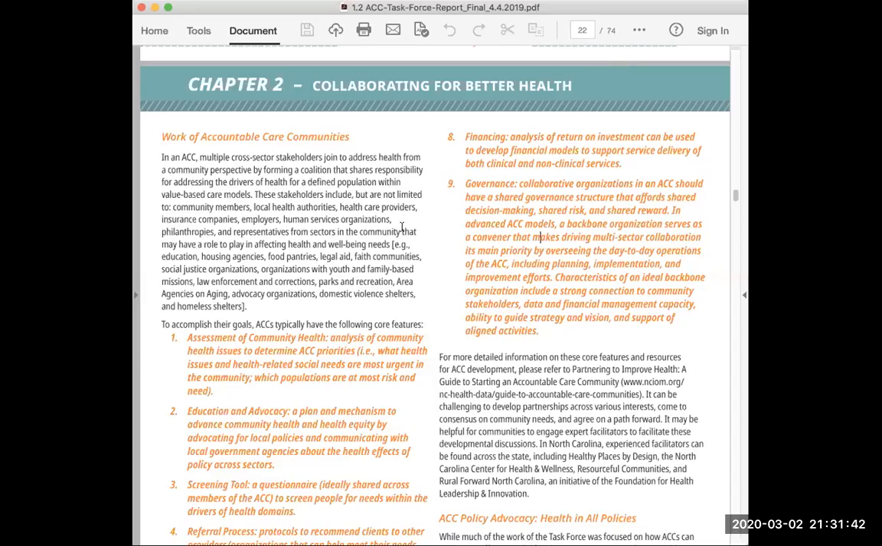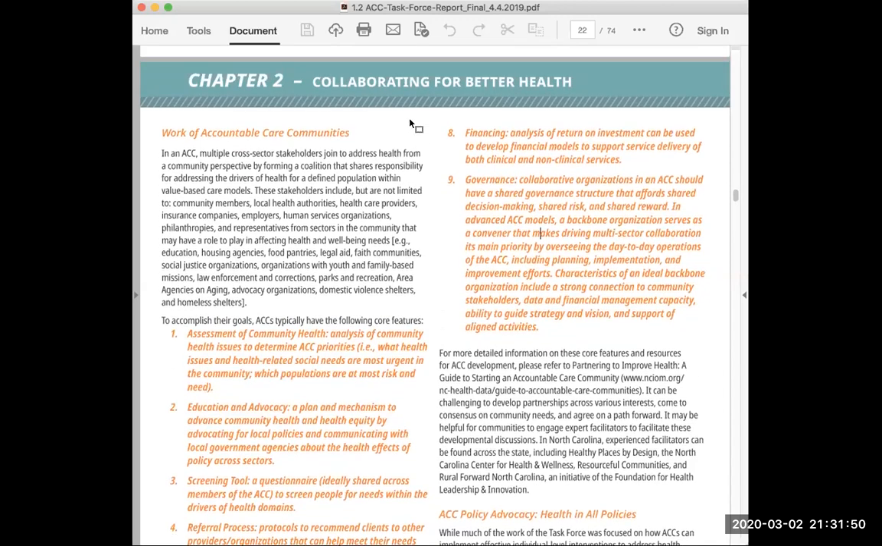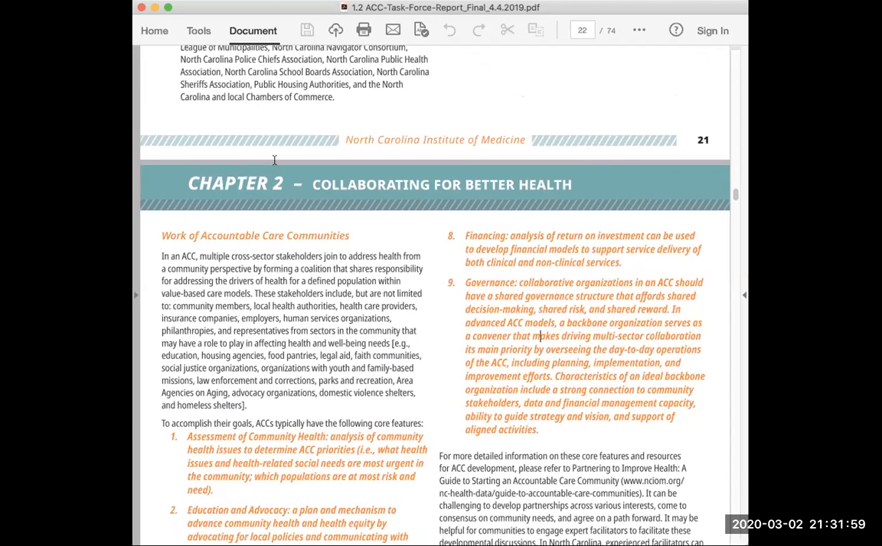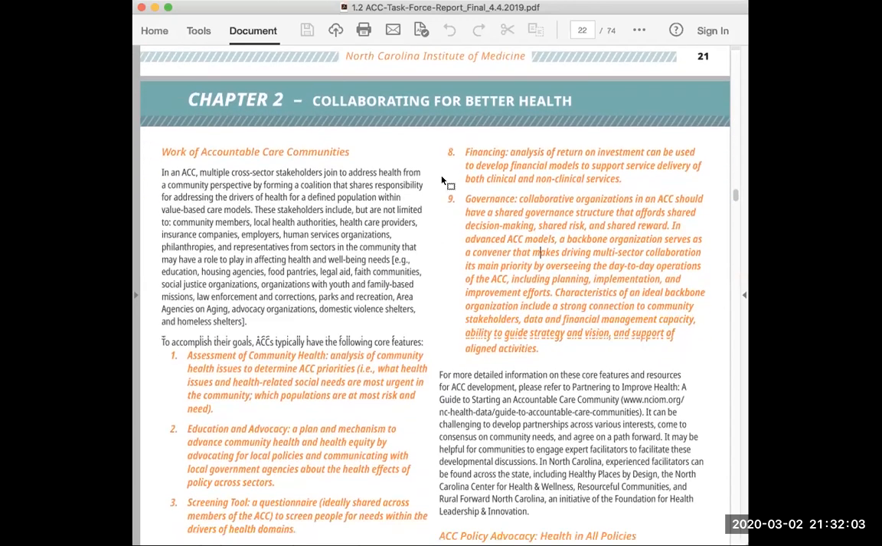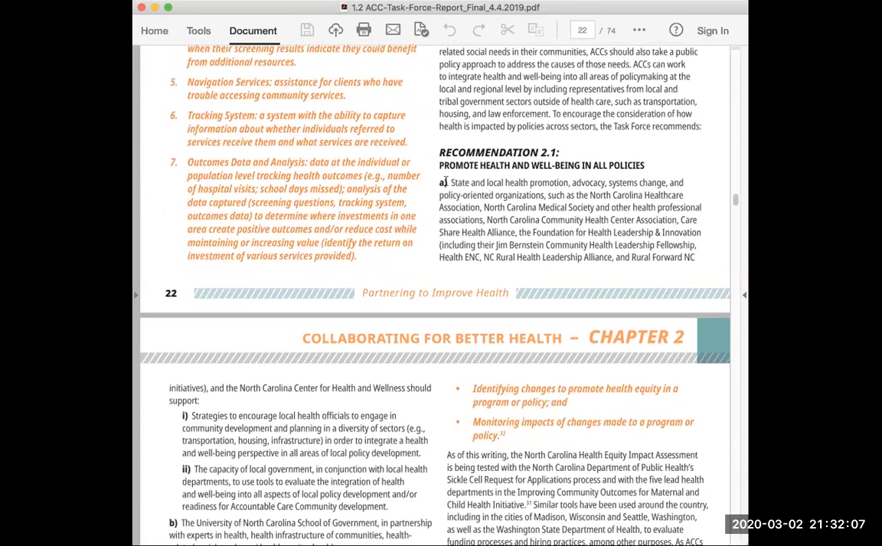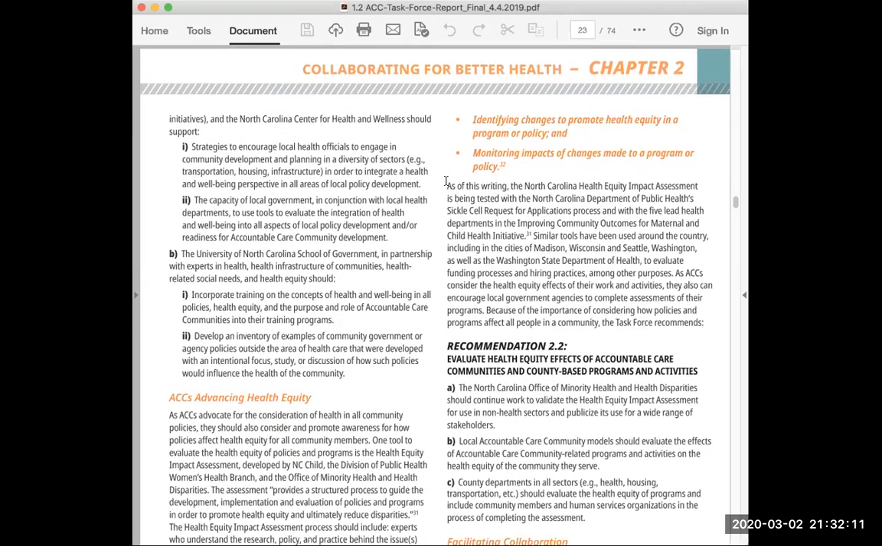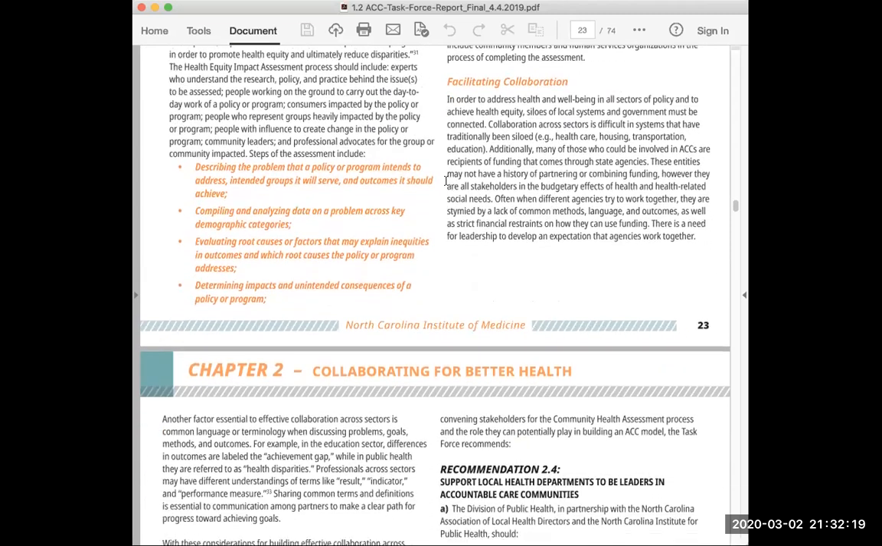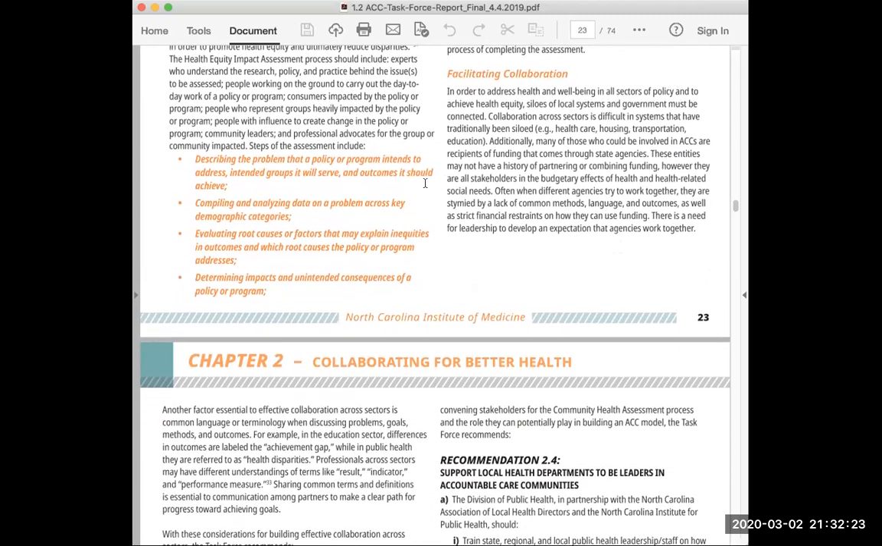As you begin thinking about the goals that your group is going to focus on for your ACC, the work of the accountable care community and how you begin to set up a governing structure is covered in the other ACC document, where Chapter 2 focuses on collaborating for better health. And there are a series of different recommendations about the ways in which accountable care communities can be effective in helping build a more equitable and upstream approach to address root causes of health disparities in the community. I hope you will take advantage of that document as well as you prepare for the next few.